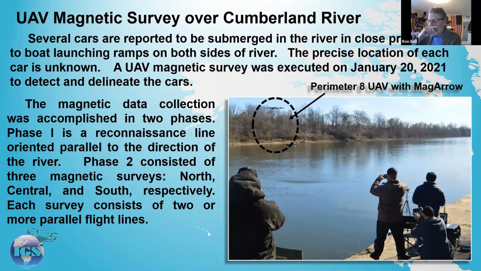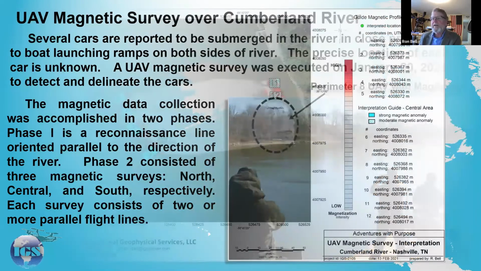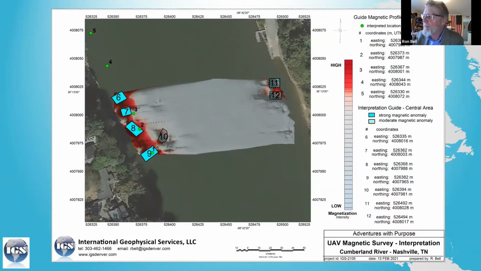This is in the Cumberland River, and there were a number of cars. The photo of the guys on the side of the river there, they're actually on a boat ramp, and we flew the survey from that boat ramp. The story goes that there was a group of car thieves in the city that would steal a car and take whatever they wanted from it, and then deposit it in the river off the boat ramp.